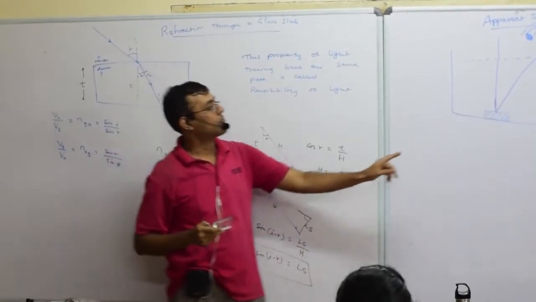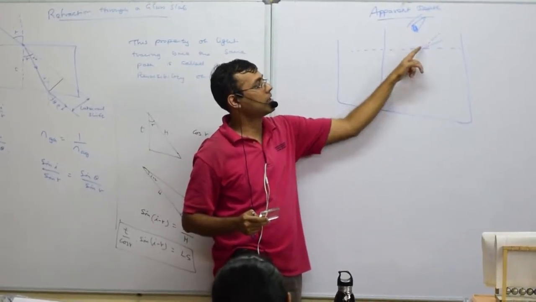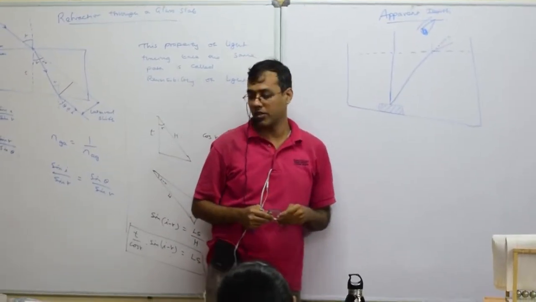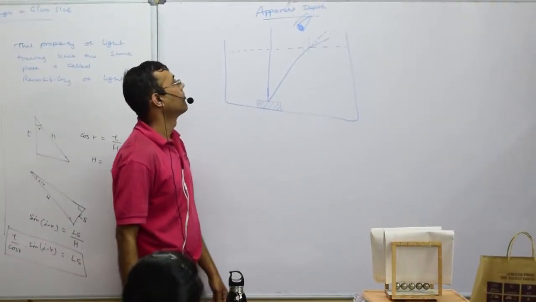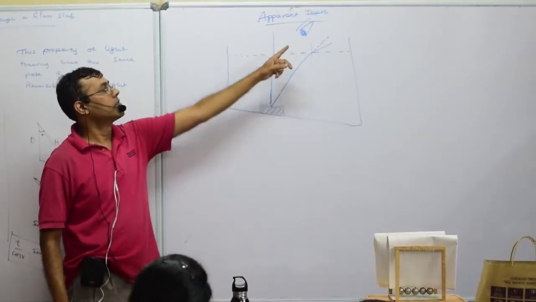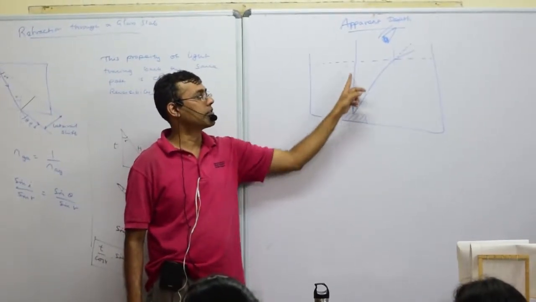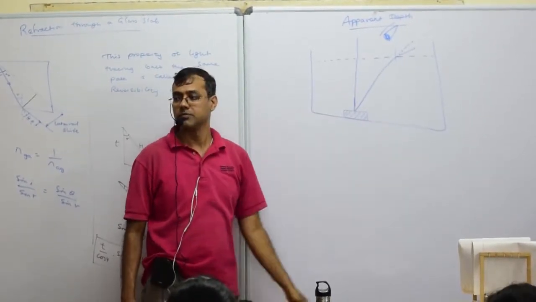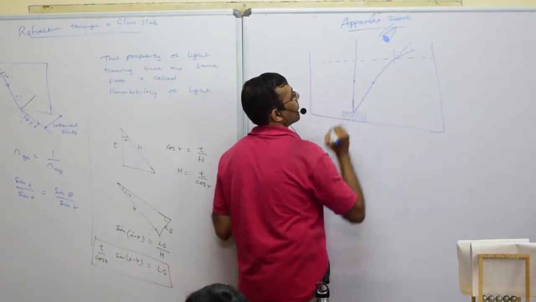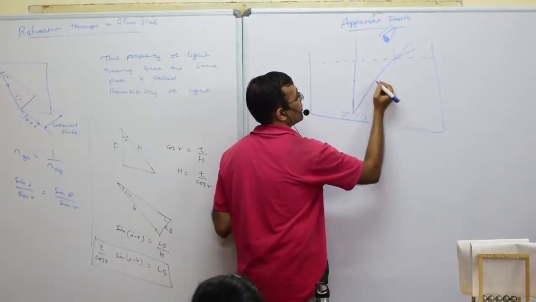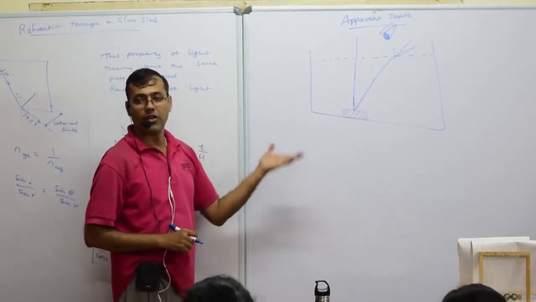So when something is going straight like this, it will come out straight, whereas if it's coming at an angle, then it will be refracted. And one important thing: you are seeing it, which means the light rays are coming from the coin. So you have to show the light rays coming from here, not from this side. This arrow is not required, you can leave it, because it's understood that it is coming from the coin.